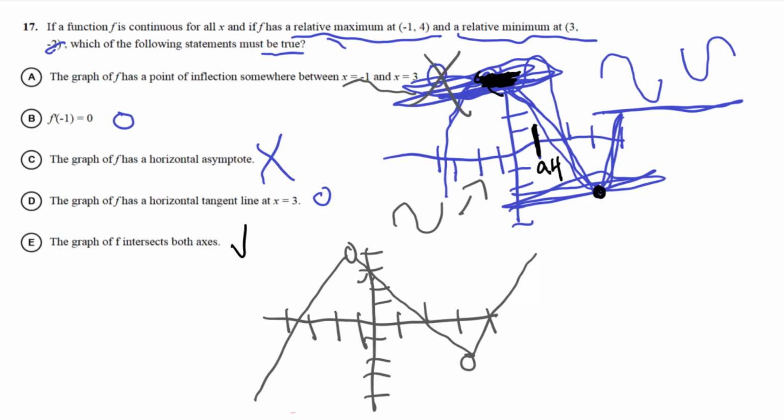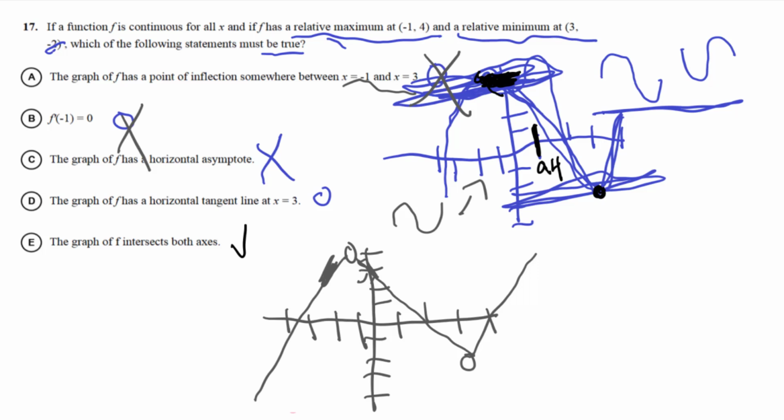For B, it says the derivative of f at -1 is equal to 0. The derivative actually would not be defined at -1 because the left side and the right side are approaching different slopes. As we can see, this one's going at a positive slope and this one's going at a negative slope. So we can now say this one is wrong.